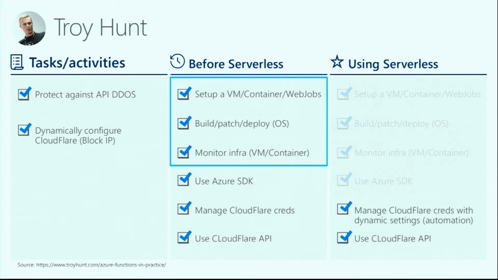Using serverless, we eliminate a lot of the stuff that you need to do, and now he just needs to manage Cloudflare credentials, and he can do it with dynamic settings. Within App Service, there is a concept in which your application settings are separated from your code. So please don't check secrets into your repo. Separate them. With App Service, we have a way to automate the entire process, so you can control the configuration separately from your code. And then, obviously, you need to use the Cloudflare API.